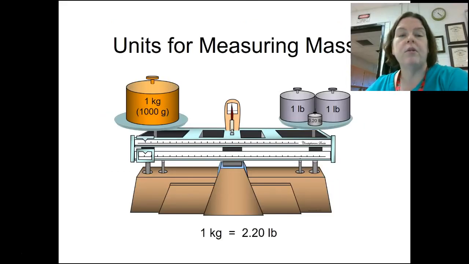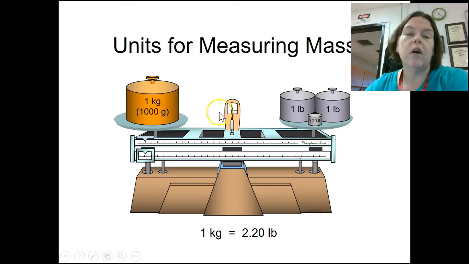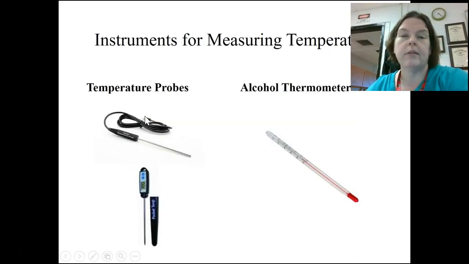Okay, units for measuring mass. We use kilograms and grams. Pounds, though, are something that we're familiar with in this country, but we don't use pounds in science. We use kilograms and grams. So we're always going to go with the SI unit here, kilograms and grams, never pounds.